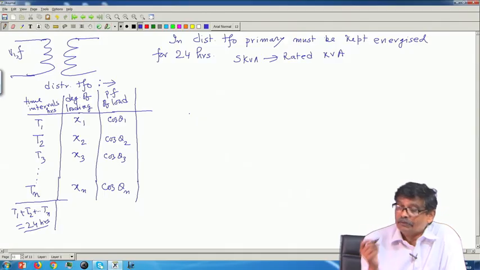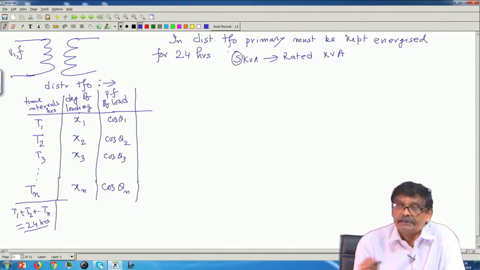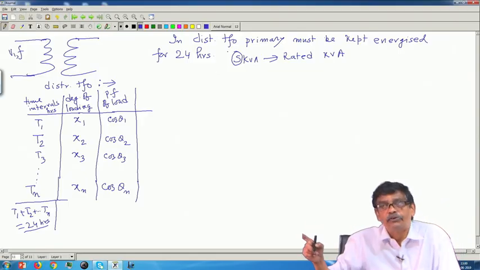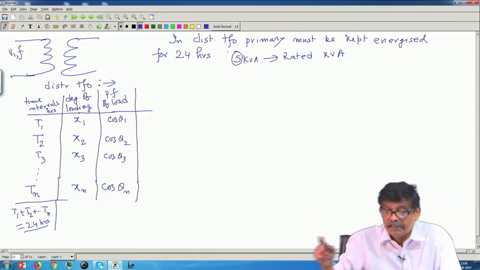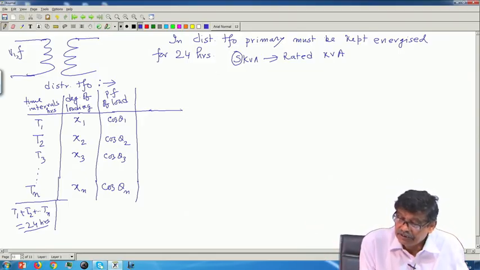So, what I have to calculate, and S is the rated kVA. So, energy output over 24 hours I have to calculate. Next, what I do is the copper loss.